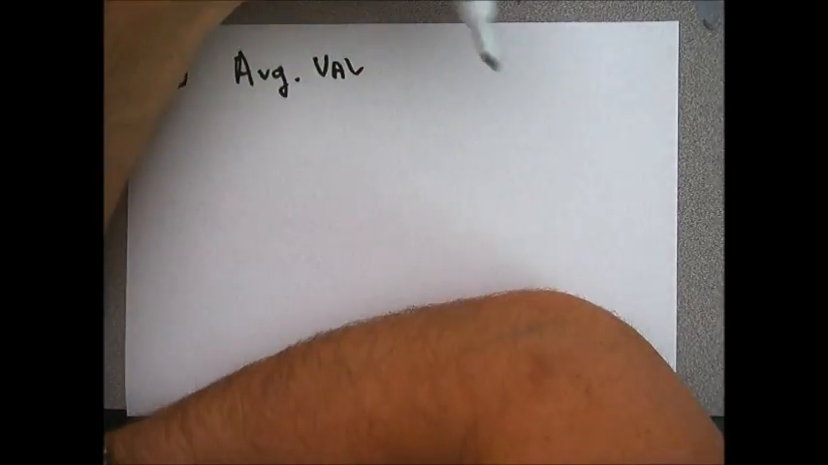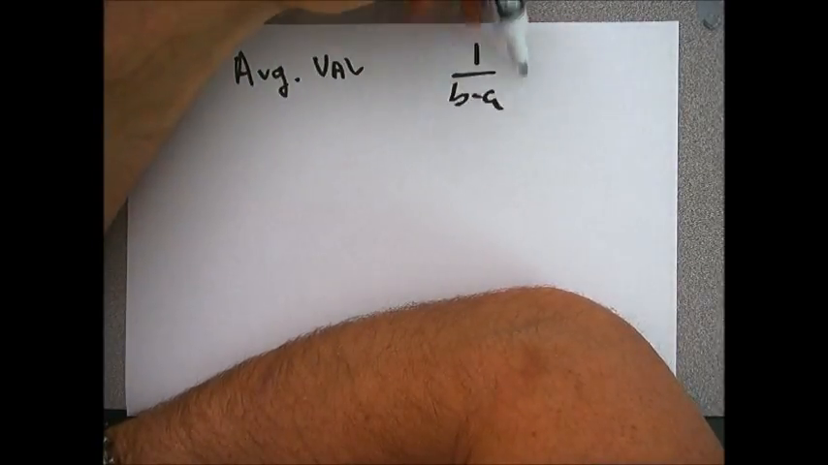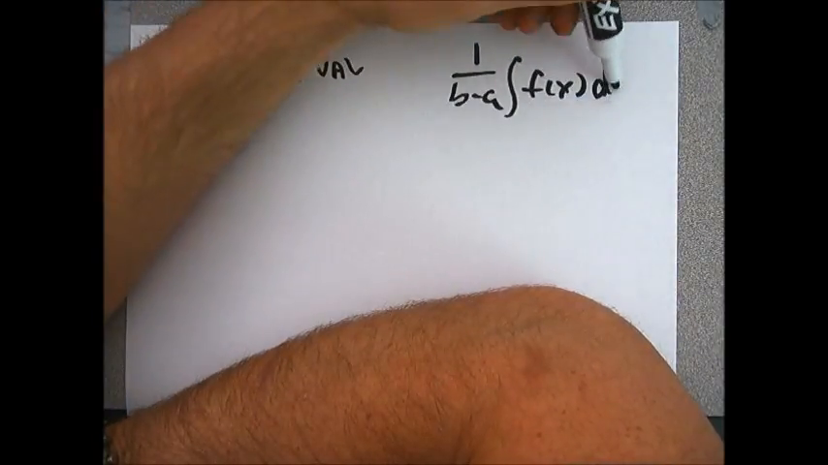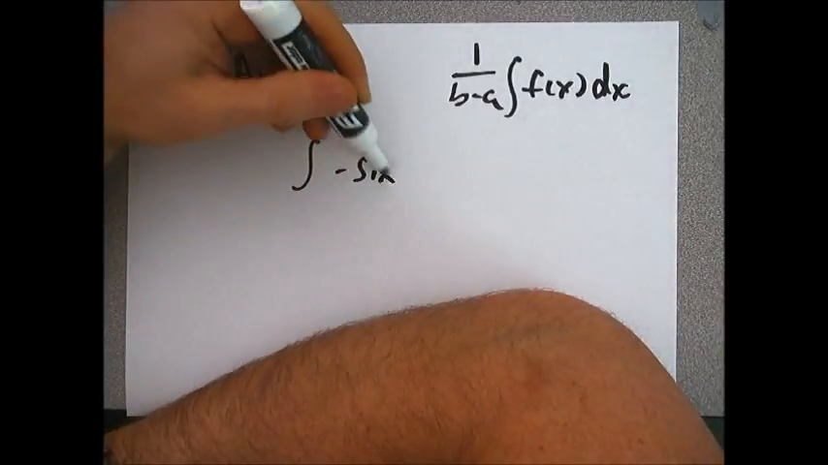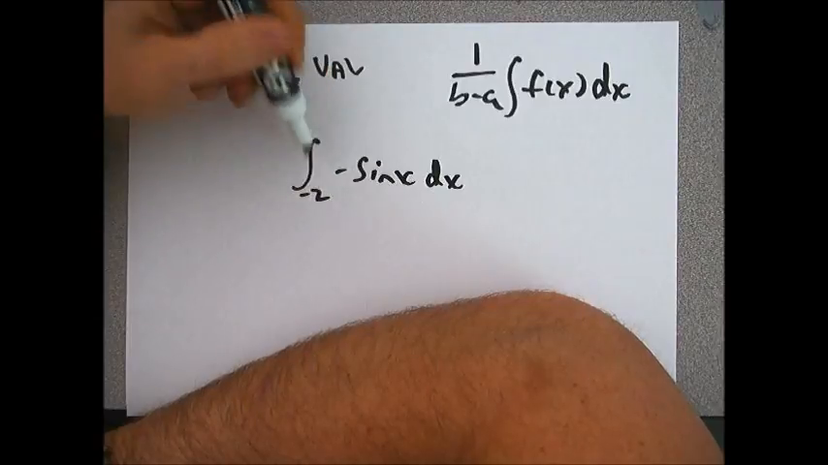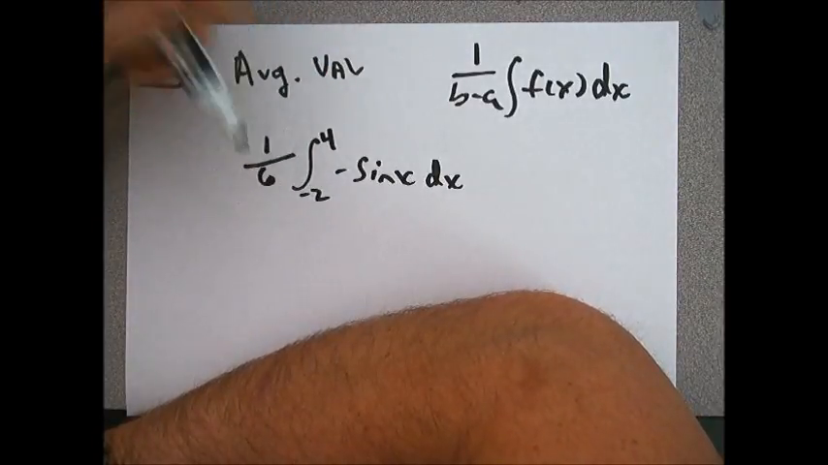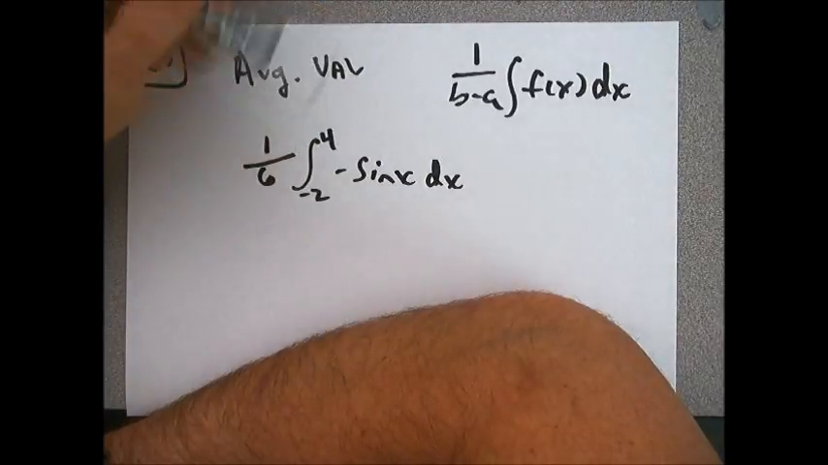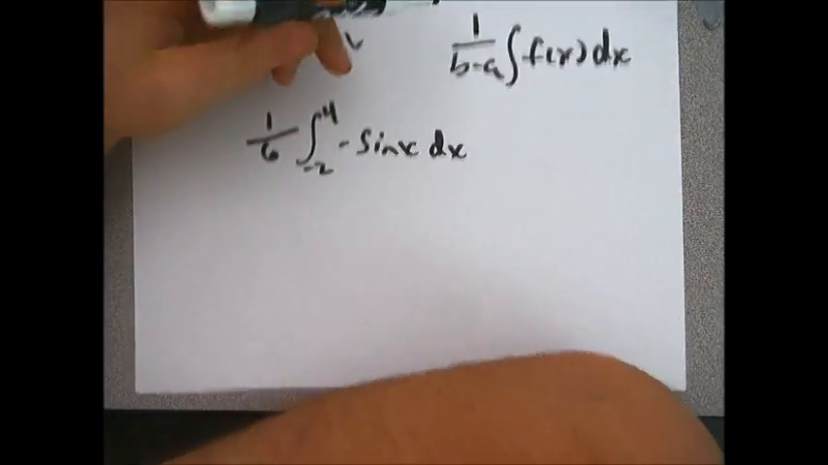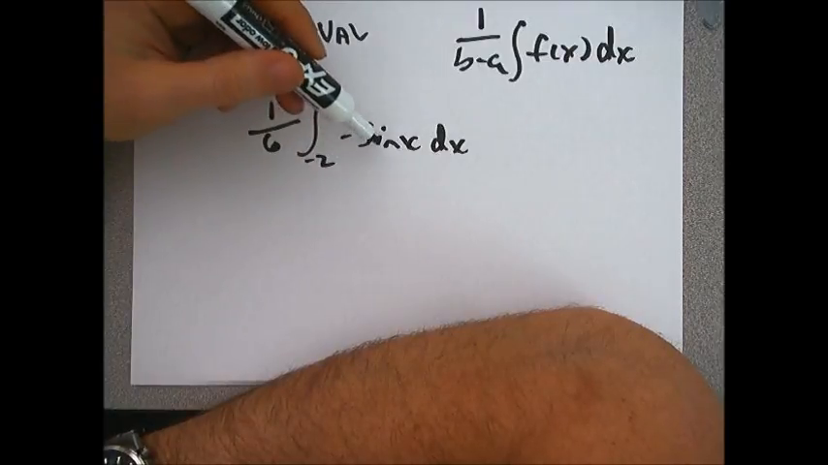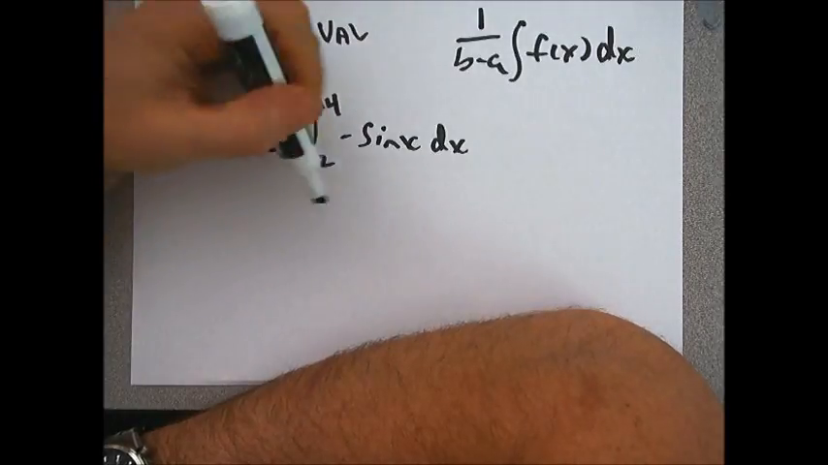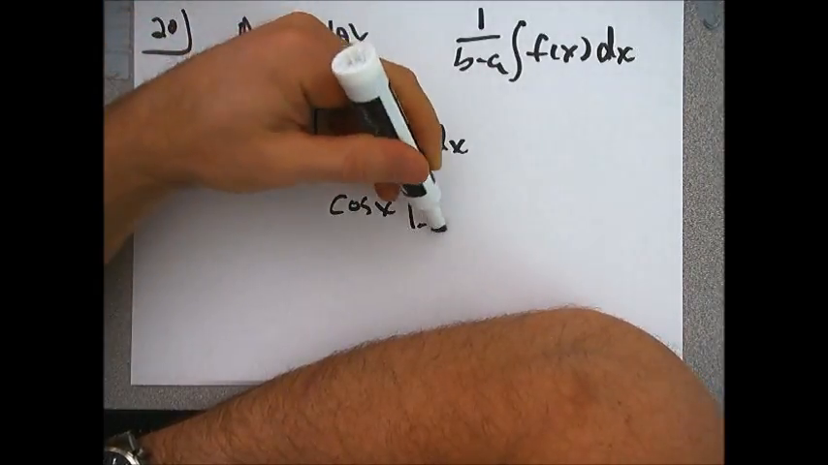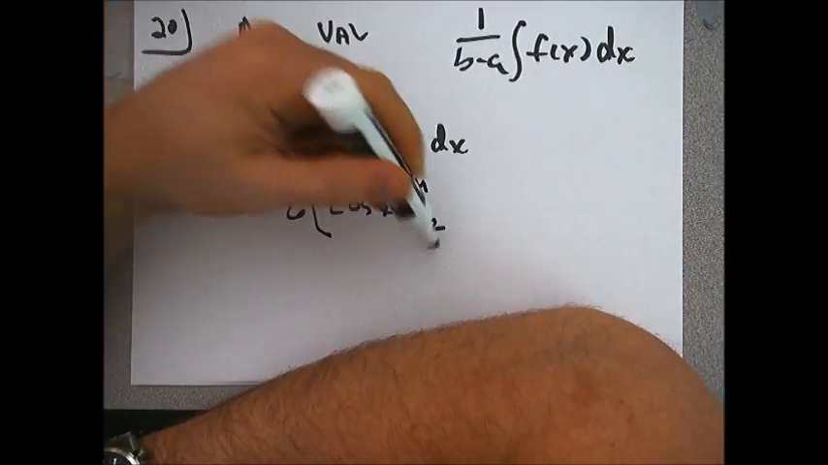Average value. What do we know about average value? As soon as you see average value, it is 1 over b minus a times the integral of f of x dx. They ask us to find the average value for negative sine x dx from -2 to 4. That tells me to put a 1/6 out front because b minus a gives me my 1/6. Okay, so we integrate. If it was just sine, sine would give you negative cosine. When I have negative negative, we can say that this is cosine x from -2 to 4, and there's a 1/6 on the outside.